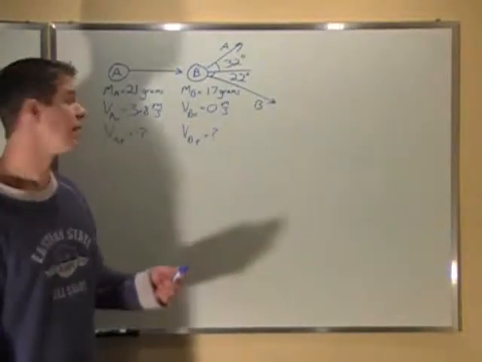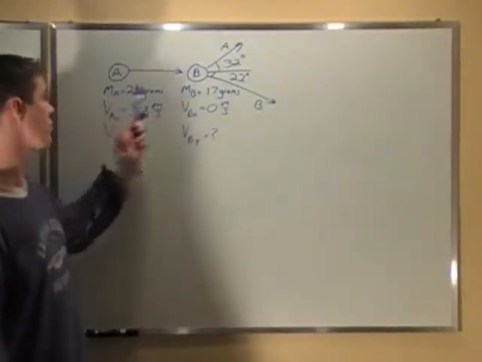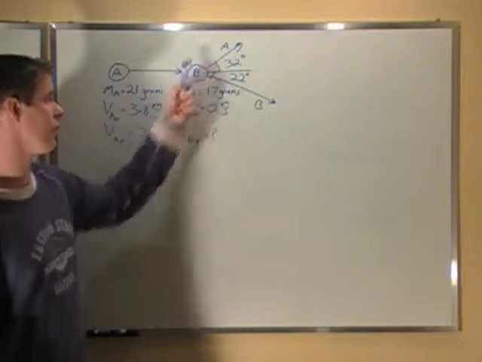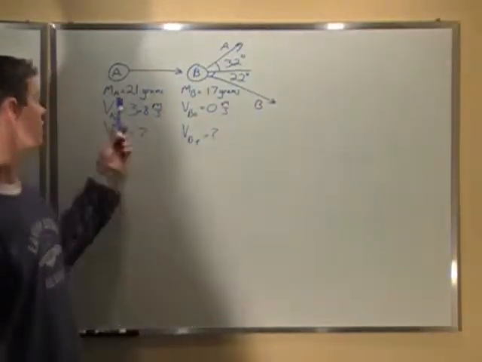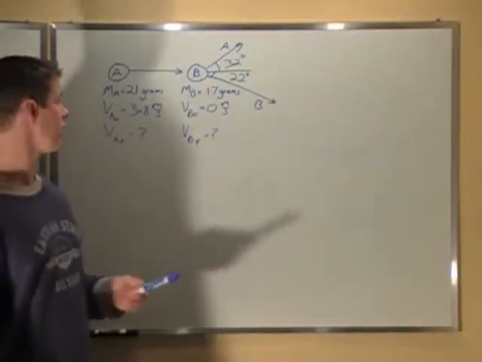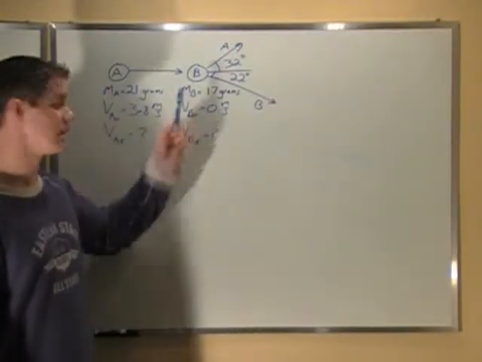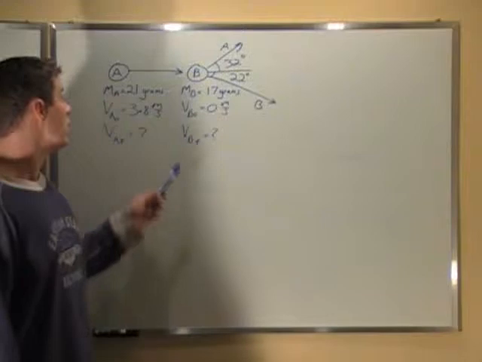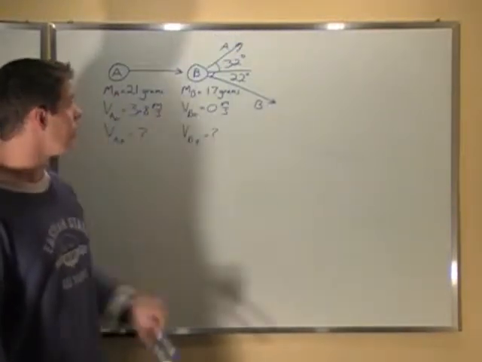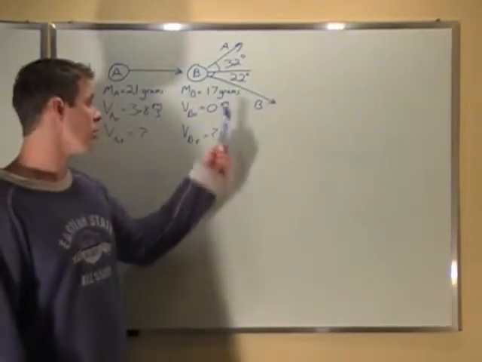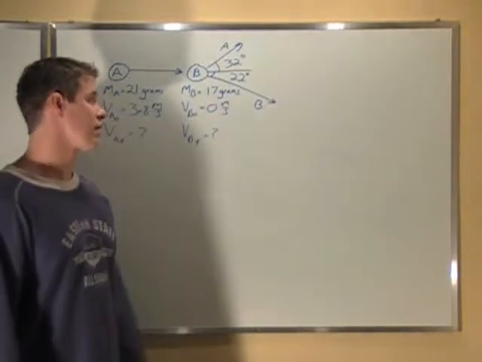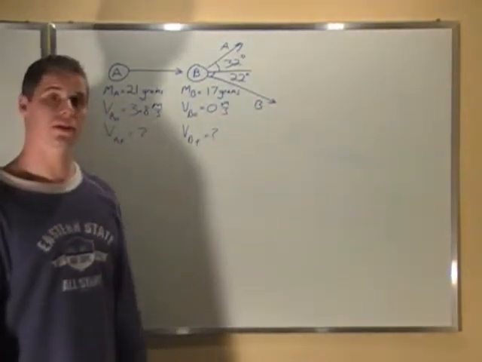In this problem we have kids playing marbles. Marble A is thrown at marble B and they bounce off at different angles. Marble A is 21 grams, marble B 17 grams. Initial velocity of marble A is 3.8 meters per second, marble B is at a standstill. Marble A goes off 32 degrees above the x-axis, marble B 22 degrees underneath the x-axis. We want to find the final velocities of each.